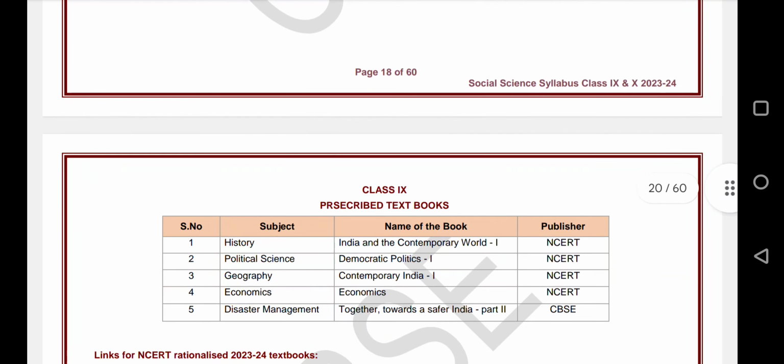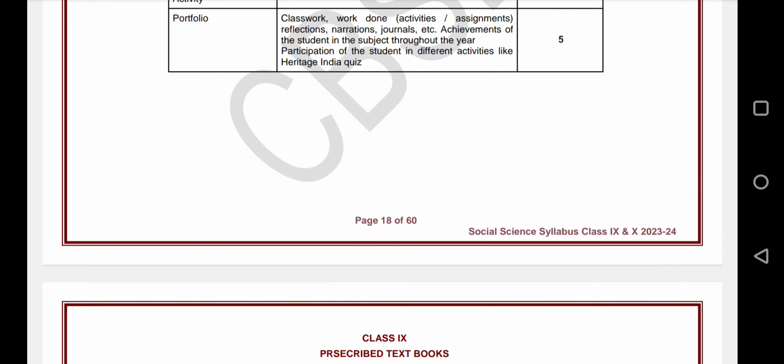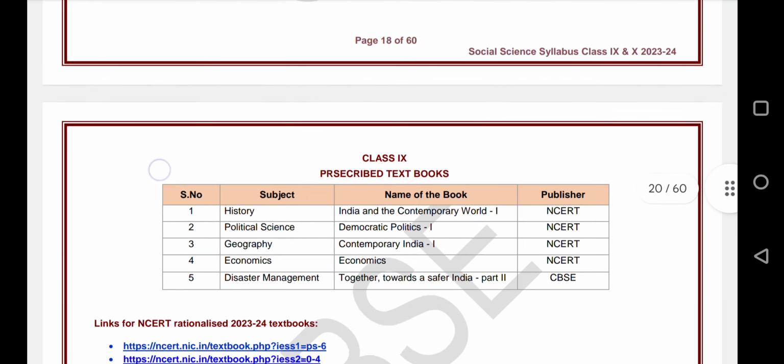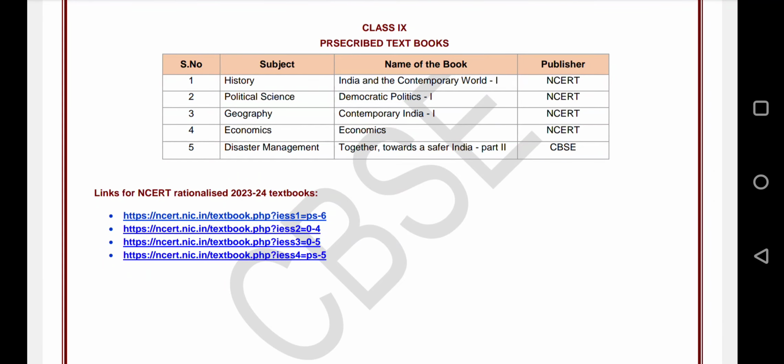So this is again very good. When you're learning, these things are going to enhance your learning. You will learn many things doing these activities. So these are very, very interesting and important.